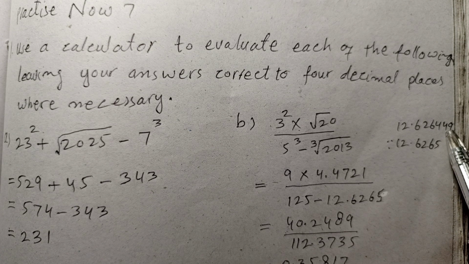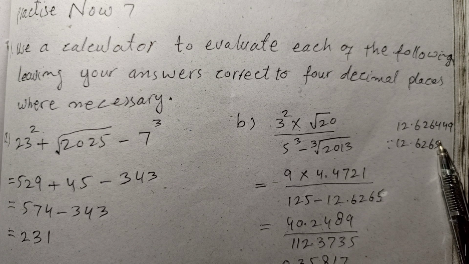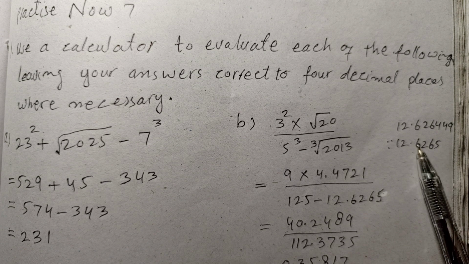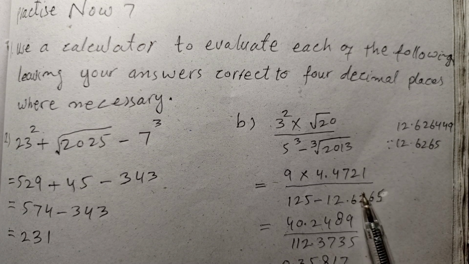The 9 will be neglected. After dropping 9, this 4 will become 5, because 9 is greater than 5. So you will increase 4 by 1 unit and it will become 5. So there are 4 digits after the decimal point, 1 2 3 4. Now you can write this number here.